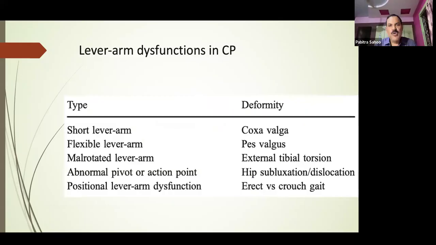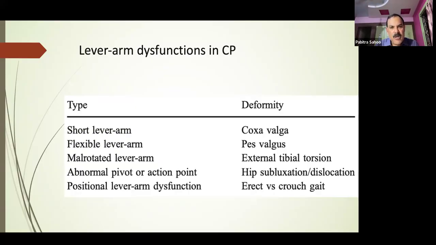So the prominent common lever arm dysfunctions in CP are short lever arms in case of coxa valga. That is seen in the hip joint where the neck shaft angle is increased. Then flexible lever arm is seen in case of pes valgus. In a midfoot break, there will be a flexible lever arm. Third dysfunction is the malrotated lever arm, either internal rotation of the hip or external rotation of the leg or external rotation of the foot. These can also give rise to lever arm dysfunction.